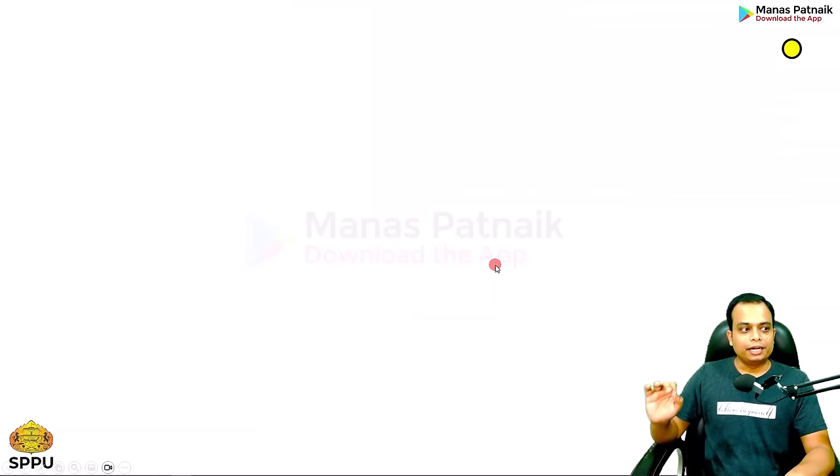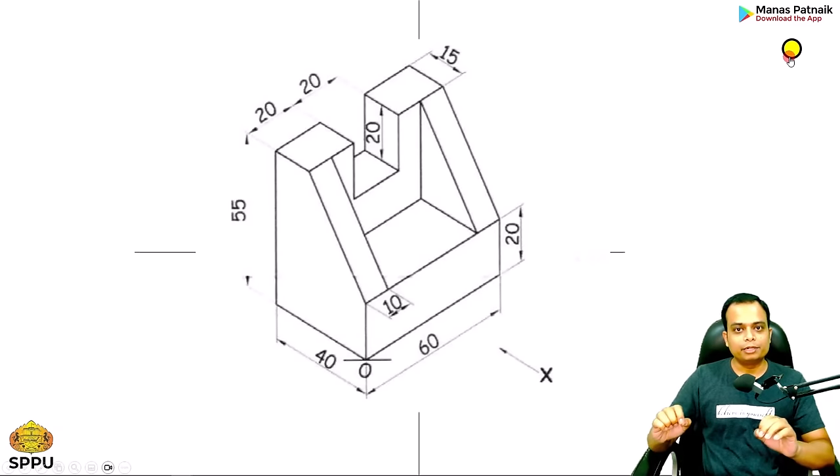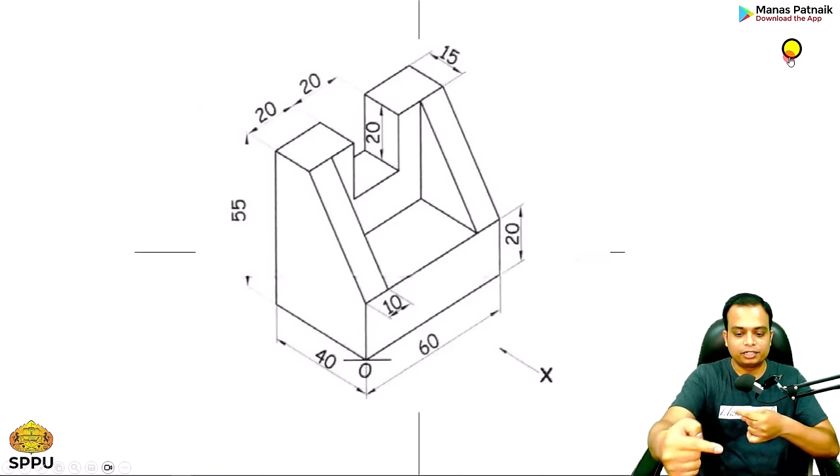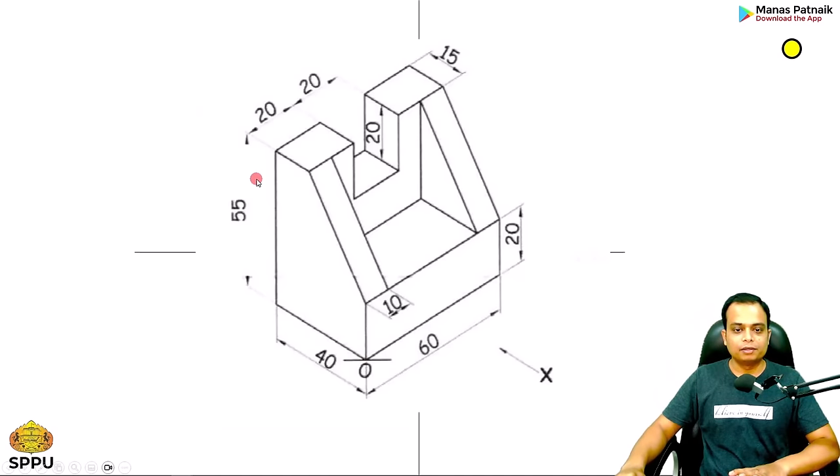The first thing is to create the partition lines, and here they are. Easy. Now take a look at the object and try to work out the dimensions, the maximum length, the maximum width, and the height. Done. So the length happens to be 60. You can see this. The height is 55.